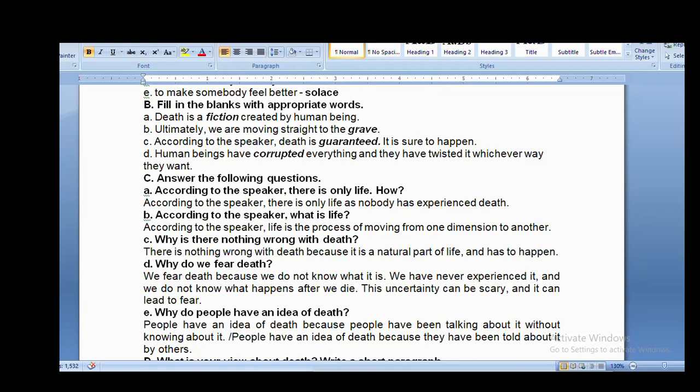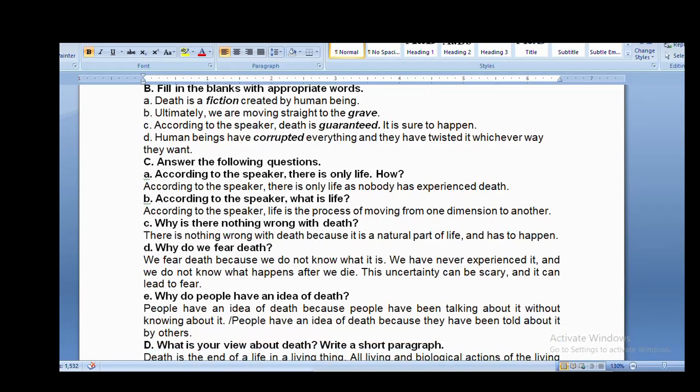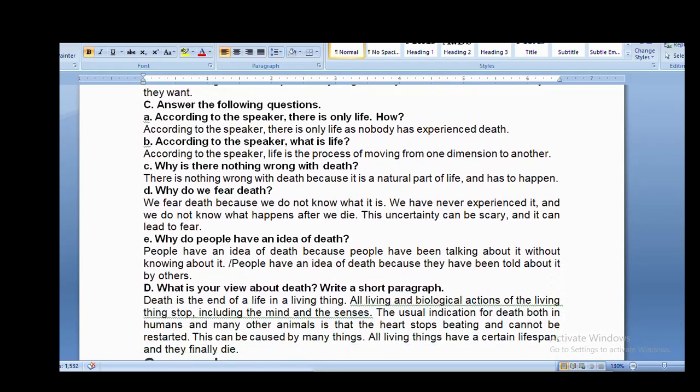Why do people have an idea of death? From where did they get the idea of death? People have an idea of death because people have been talking about it without knowing about it. They don't have any idea, but they just keep talking about it. They are hearing from others. People have an idea of death because they have been told about it by others.